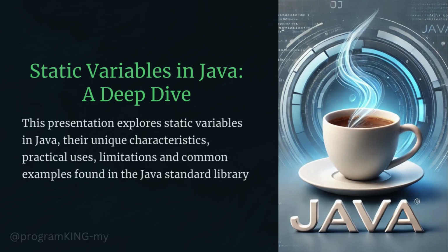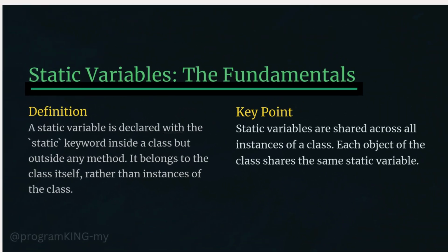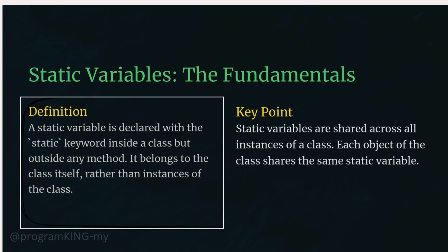By the end, you'll have a clear understanding of how static variables can make your Java code more efficient and versatile. So let's go. Let's dive into the fundamentals of static variables. A static variable in Java is declared using the static keyword inside a class, but outside any method. What makes it unique? It doesn't belong to individual objects. Instead, it belongs to the class itself.